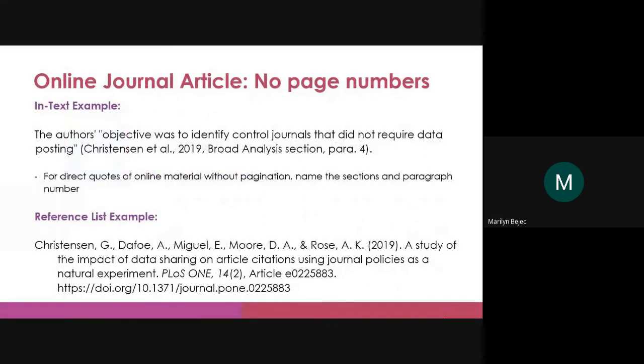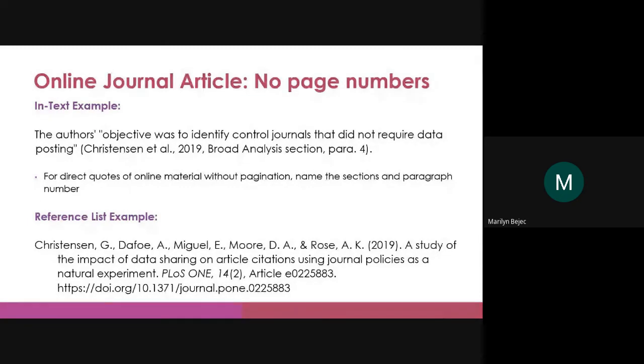So, online journal article with no page number. In text, you have the direct quotation, then the author's surname, et al., separated by a comma, then the year of publication, the page, and then the paragraph section. For direct quotation of online material without pagination, name the section and the paragraph number.